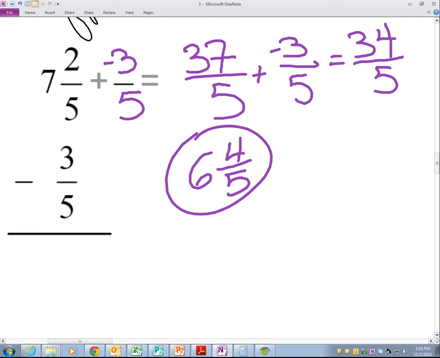What about the 7? We made it into an improper fraction. Okay.